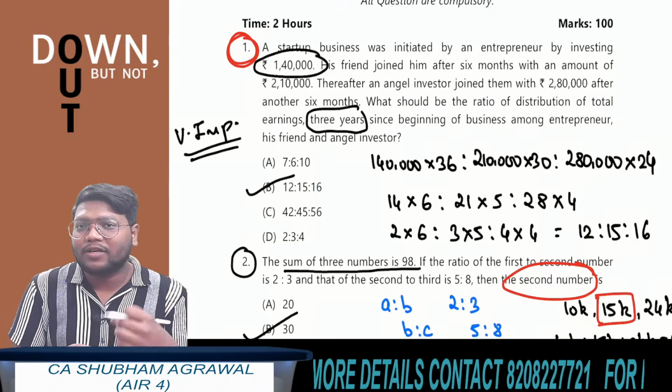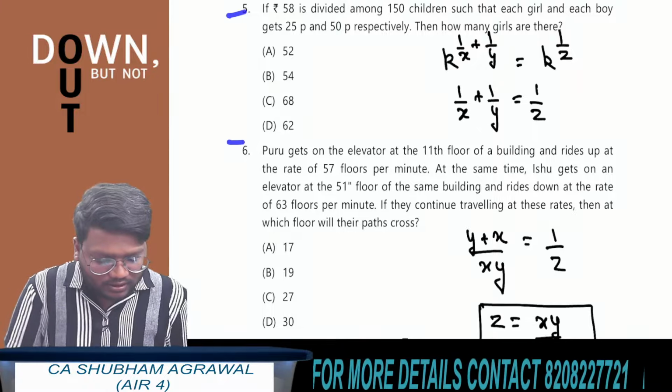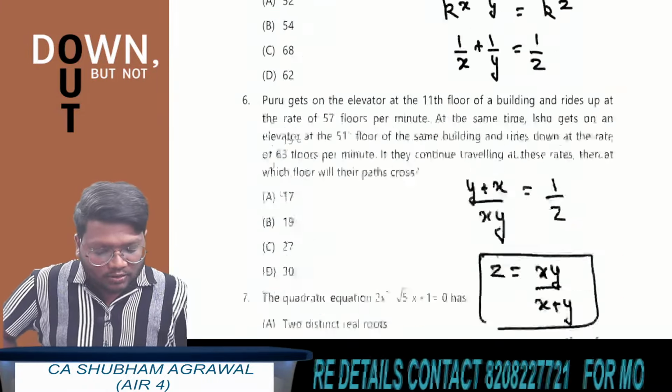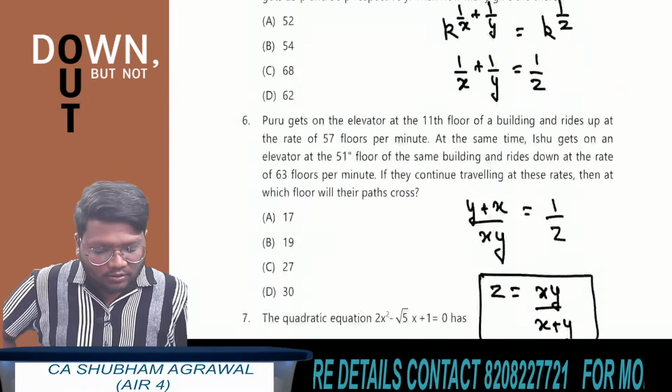Clear? Okay. I am taking one more question. This question number 5, 6, 7 and 8. These 4 questions are from equations. So they have asked only 4 questions from ratio, proportion, indices and logarithm in May 2025 paper, and we have solved all these 4 questions now.